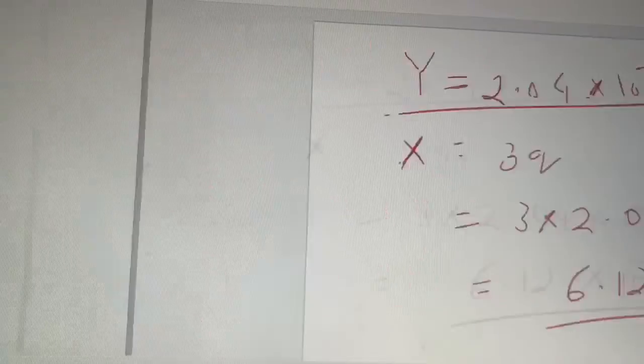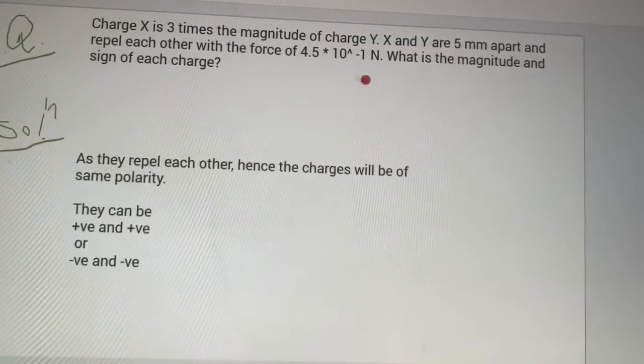So this way we solve this question, where we figured out the magnitude of each of the charges x and y and their polarities. They will be either both positive or both negative, with the calculated magnitude of their charge.